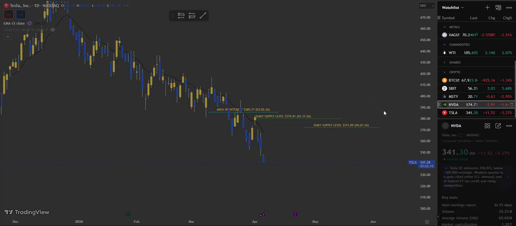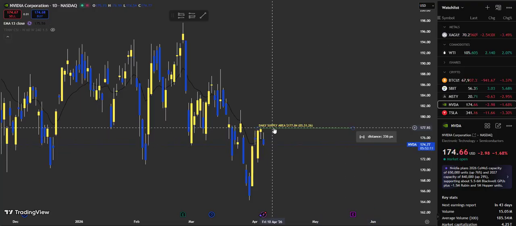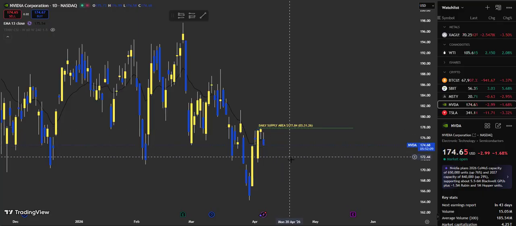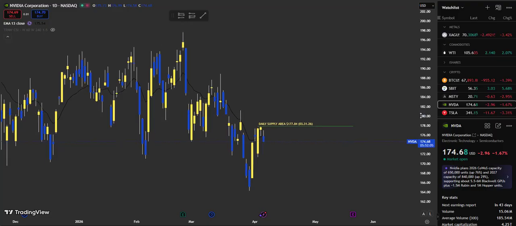All right, moving on to NVDA. NVDA is kind of at an inflection point as well, and it hit our daily supply area last week of 177.84. Now it's pulling back off of there, so could look for NVIDIA to continue to fall as well.